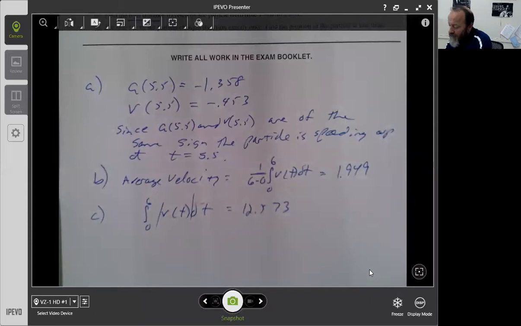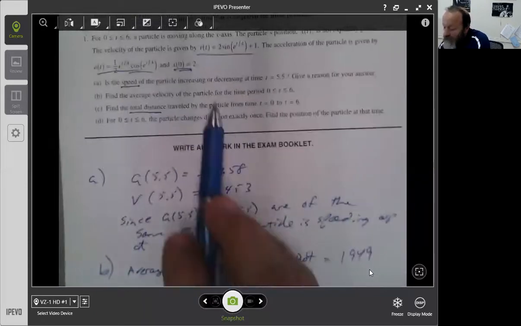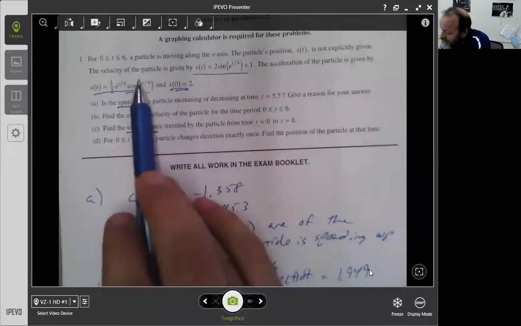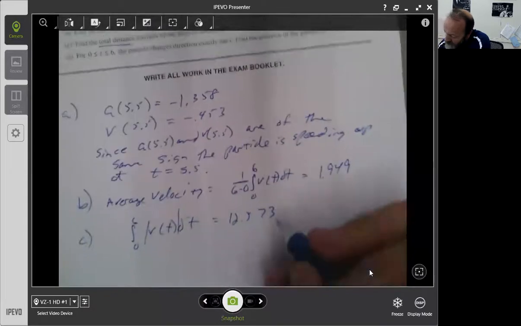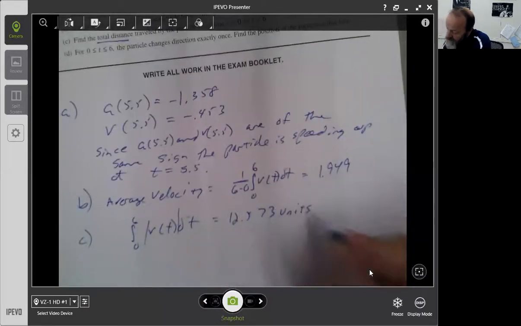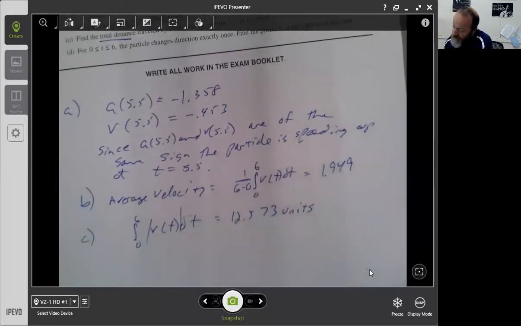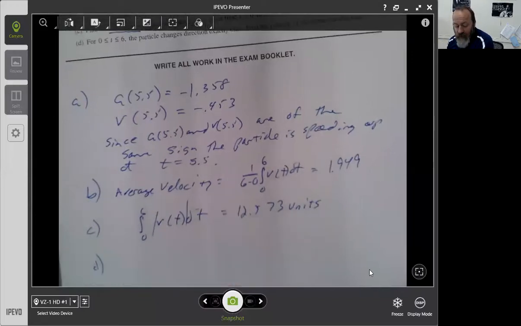12.573. And you know, I always want to go, hey, what about the units? What about the units? And if I look back here at the original problem, I don't believe it ever tells me what kind of units we have, so I guess I'm just going to write units. So no big deal. Then we go to part D, and it asks me one last thing.